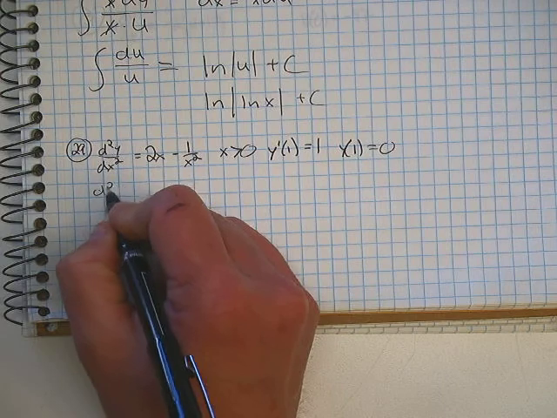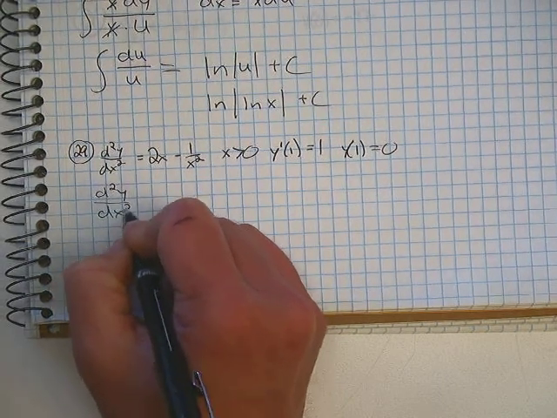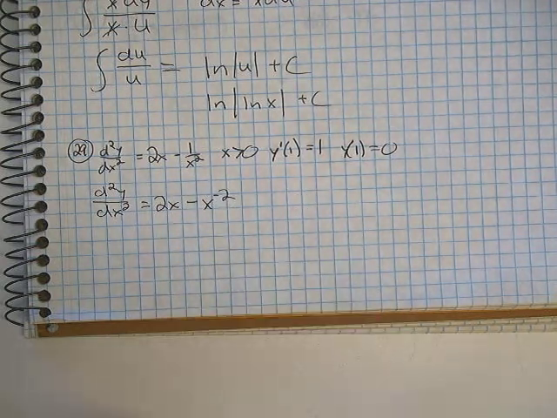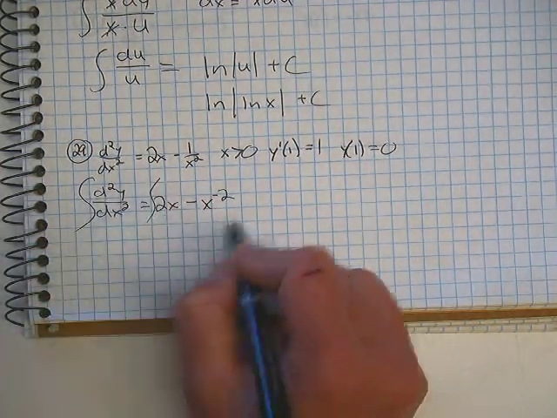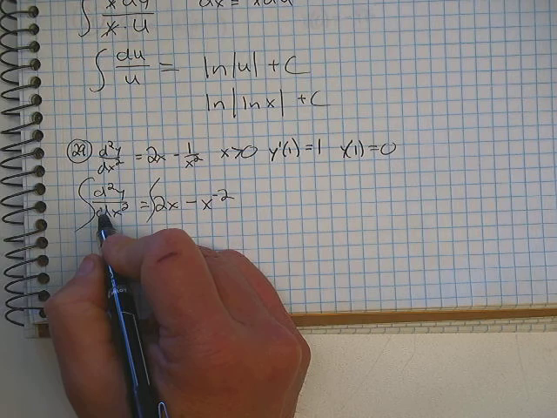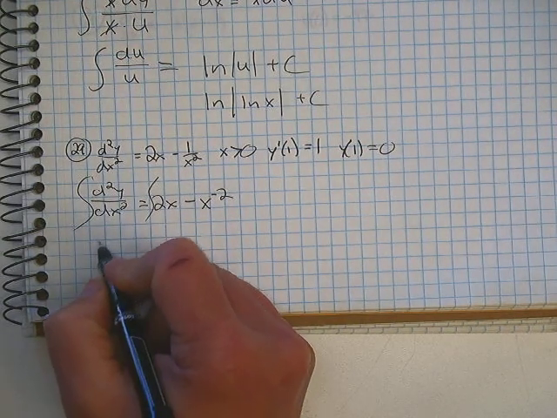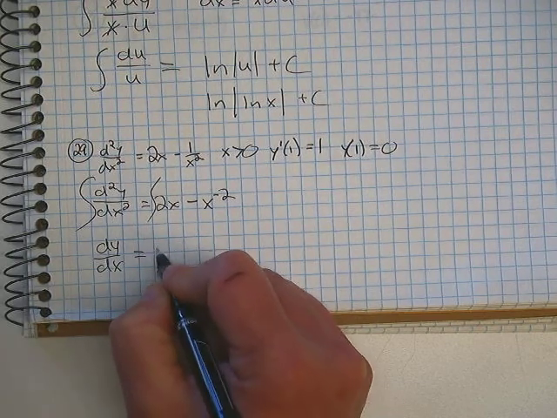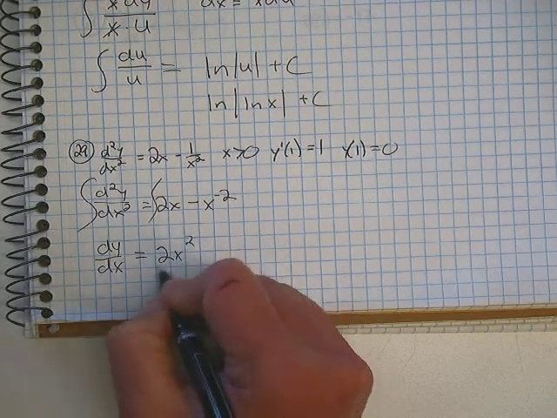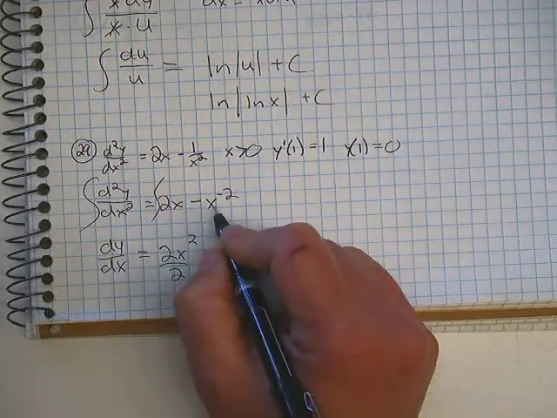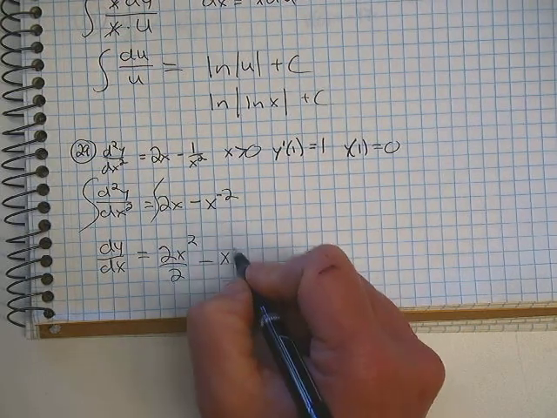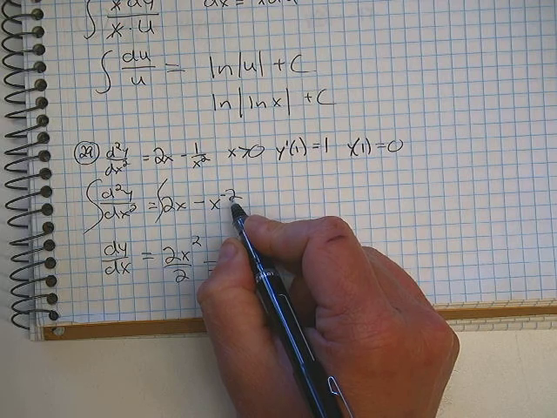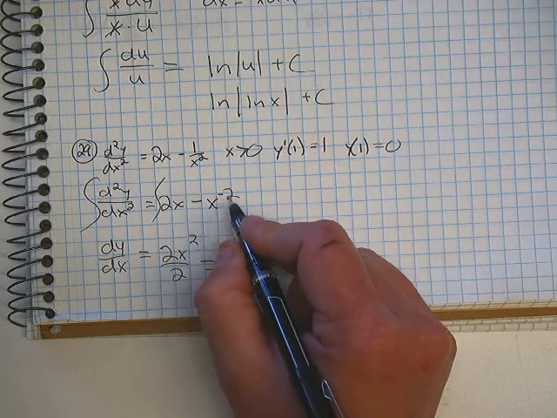So right away I'm going to look at this and I say, oh, I got an x in the denominator, so I want to change that. d squared y over dx squared equals 2x minus x to the negative 2. Now when I take my integral, that's going to be easier to do the power rule on. So I got the integral of d squared y over dx squared is dy dx, which is equal to x squared divided by 2, minus x, negative 2 plus 1 is negative 1.